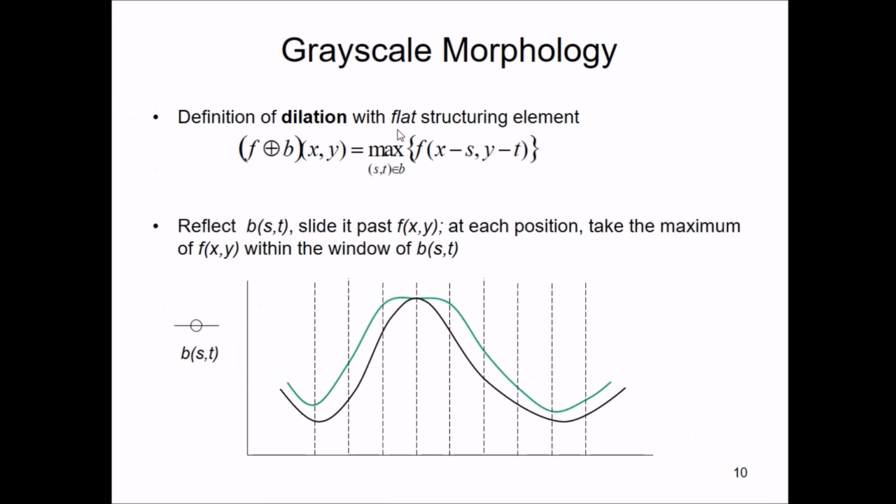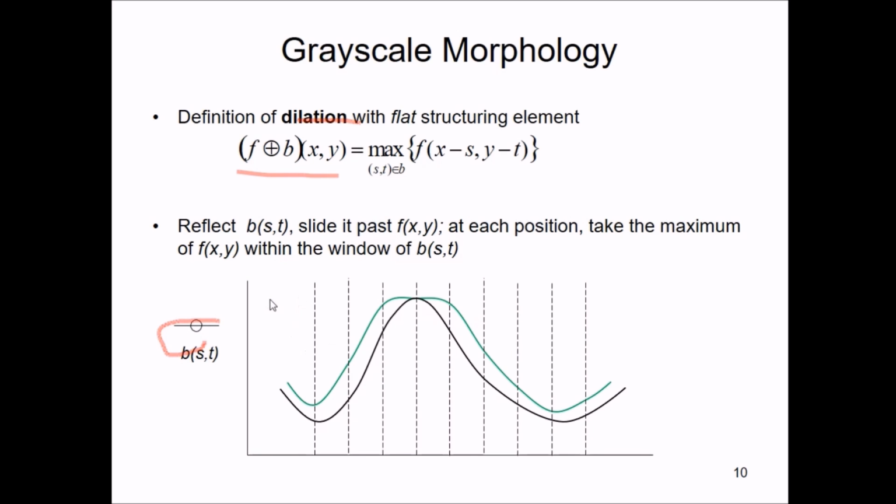So how to do grayscale morphology? The definition of dilation with a flat structuring element is like this. Dilation and erosion will be done on this grayscale image. It finds the maximum of f(x minus s, y minus t). So this reflects b(s,t), slides it past f(x,y), and at each position takes the maximum of f(x,y) within the window of b(s,t). I'll show you how. This is our b(s,t).